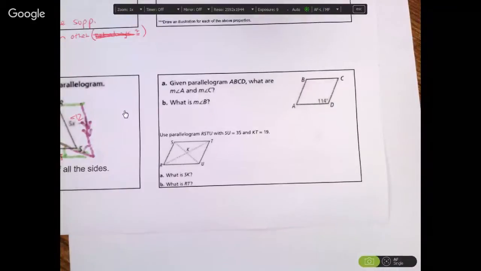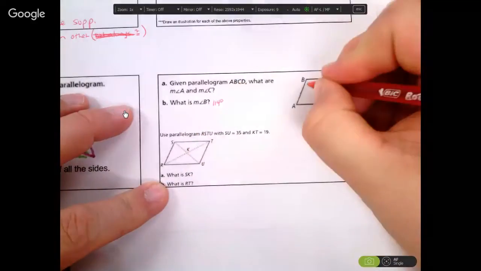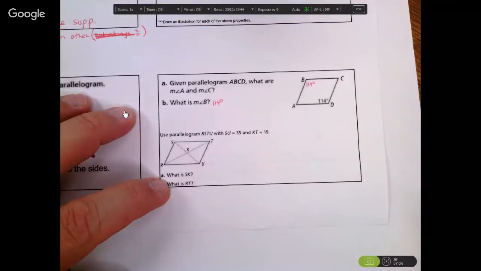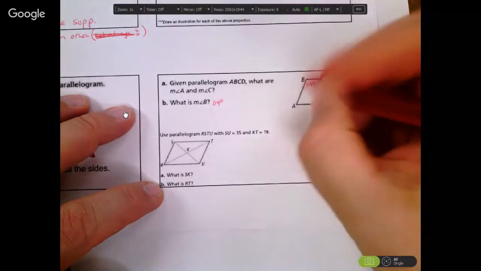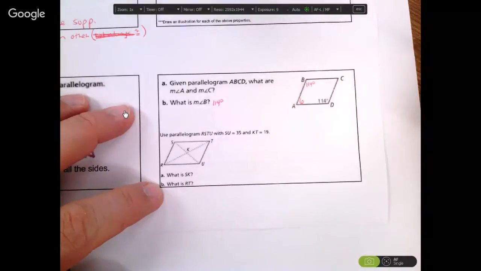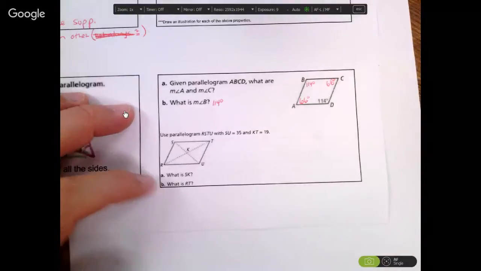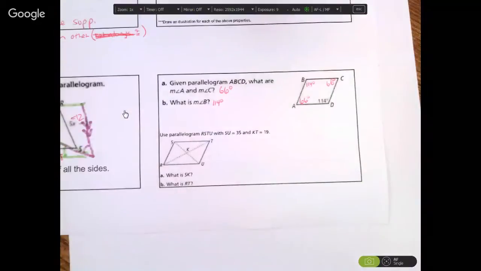Angle B is 114, because opposite angles are congruent. That makes the other angles 66, because consecutive angles add up to 180.